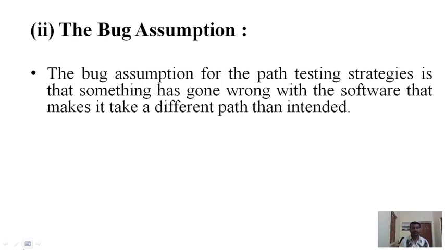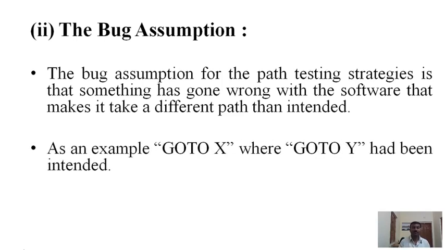For example, before testing a program, we intend some paths. These are the paths we need to test. If any problem is there in the intended paths, we need to select an alternative path and find out whether the program is executing in the right manner or not. A small example: go to X, where go to Y has been intended. You actually want to go along the path of Y, but it may contain some problem. That's why we select the alternative path, which is the X path.